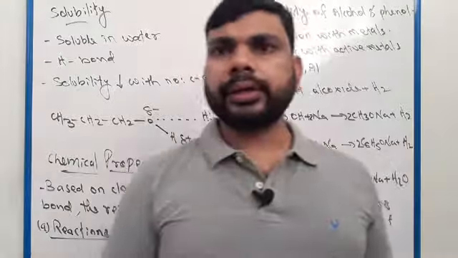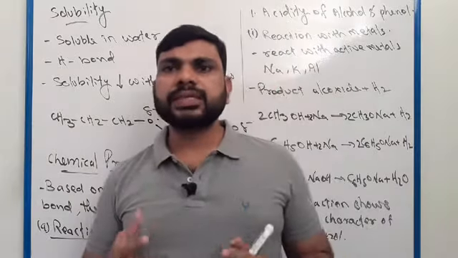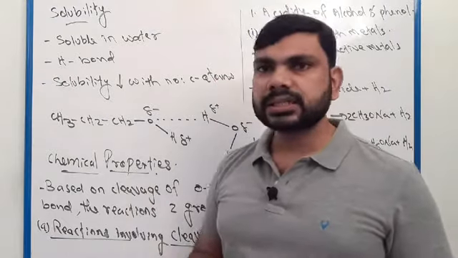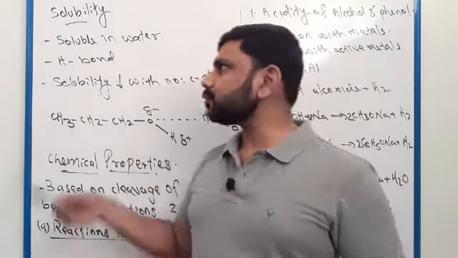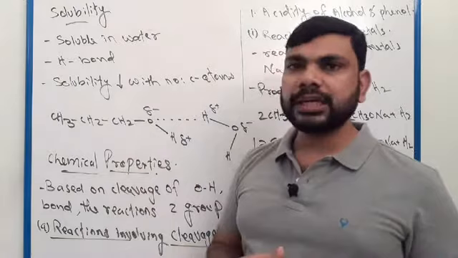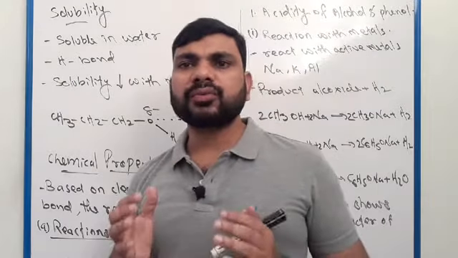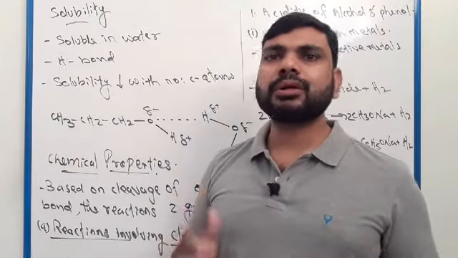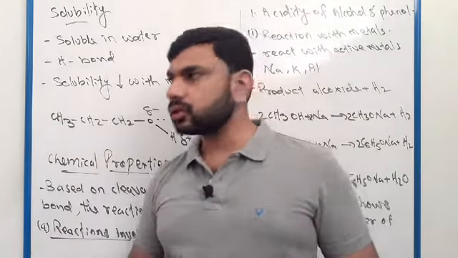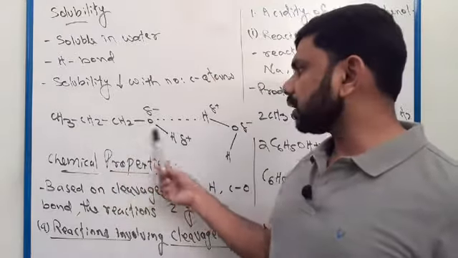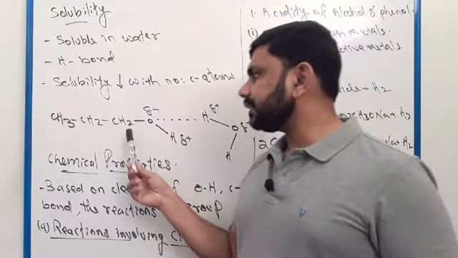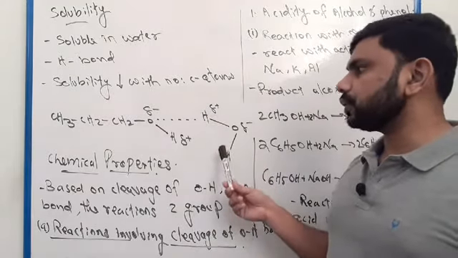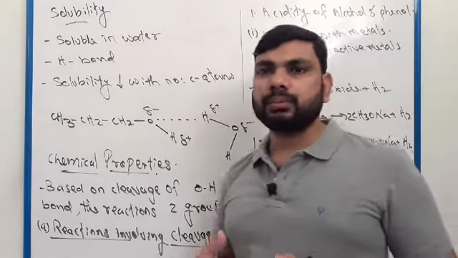Clear? Okay, so here we discuss physical properties of alcohol or phenol. First one we discussed boiling point. Next one we have to discuss here solubility. Alcohol or phenols are soluble in water because they make intermolecular hydrogen bond with water. When you consider alcohol or phenol, they make intermolecular hydrogen bond with water molecule. That's why they are soluble.